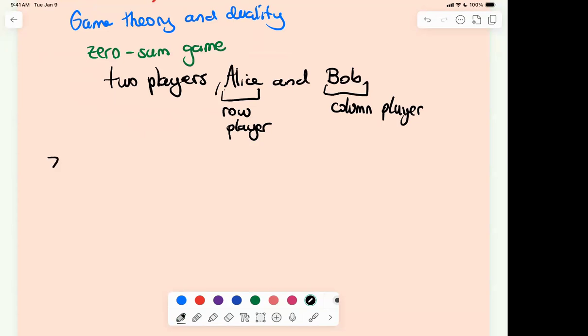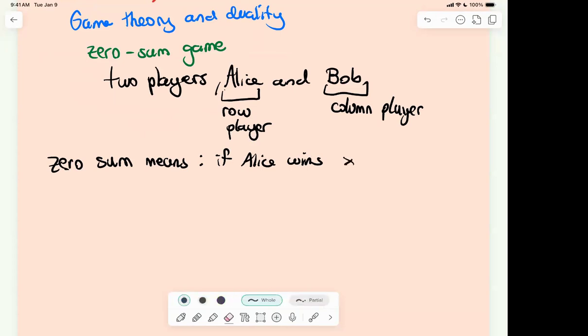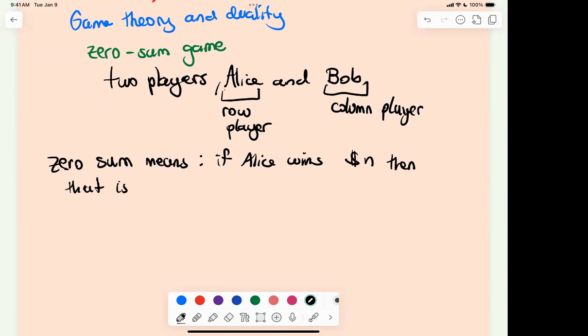So that if Alice wins a certain N dollars, then that is the amount Bob loses. And vice versa. So it's entirely symmetric.